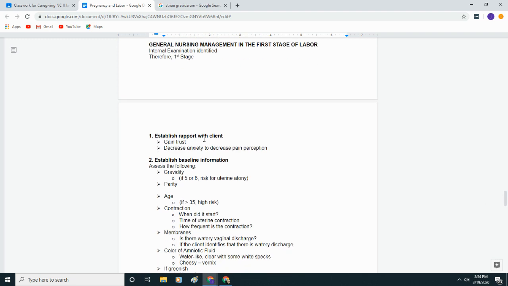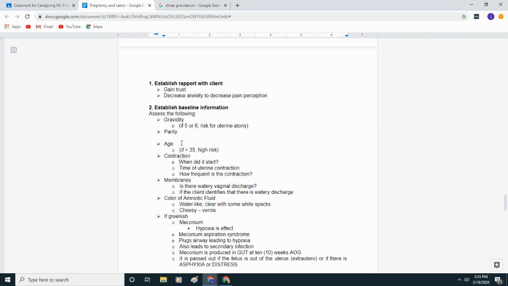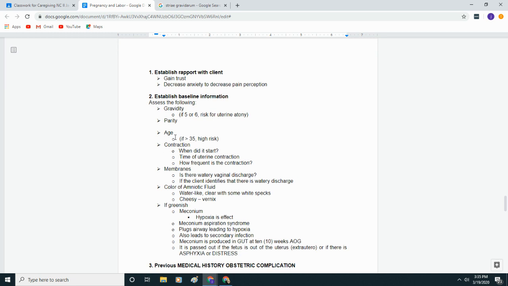Always establish rapport with client. You should gain trust and also decrease the pain and providing comfort kapag merong trust ang pasyente sa inyo. Okay? It also decreases anxiety. Okay. You should establish baseline information. Alam niyo naman kung paano G1, G and P, gravity and parity. Then age, again, age, more than 35 and less than 18 years old are high risk.